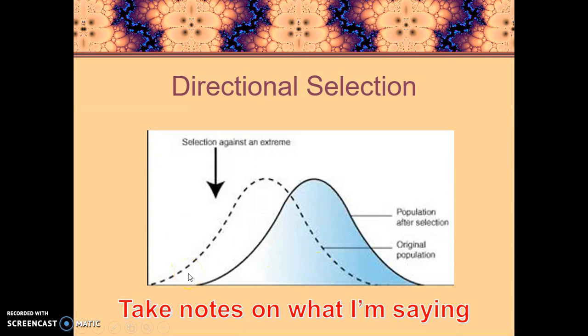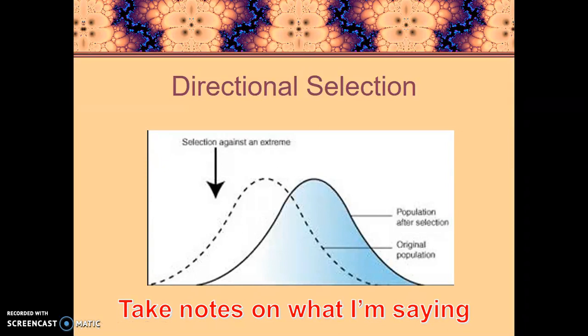So what happens in directional selection is there's selection against one extreme. One extreme is bad. In this example, small beaks is bad. Big beaks is good. So what happens is over time, the median beak size goes from down here to up here. Okay, directional selection. It moved in one direction. In this example, to a larger beak.